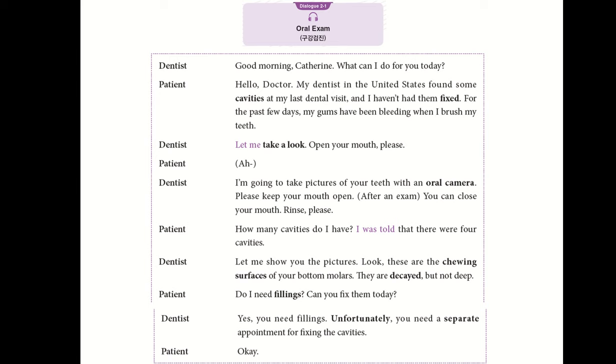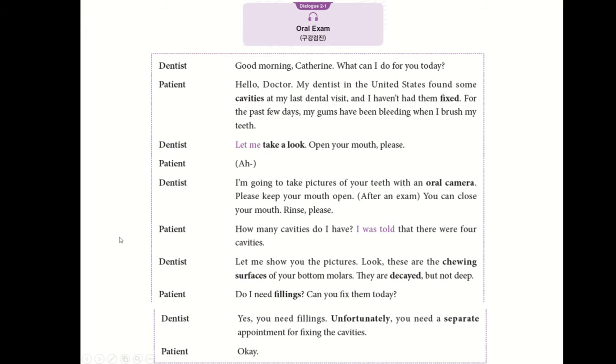Yes. Let me show you the picture. Look at this. There are the chewing surface of your bottom molars. They are decayed. Decayed means you have some dental cavity there, but not deep. Very shallow. Yes, you need filling. Unfortunately, you need a separate appointment for fixing the cavity because I have a full schedule today.